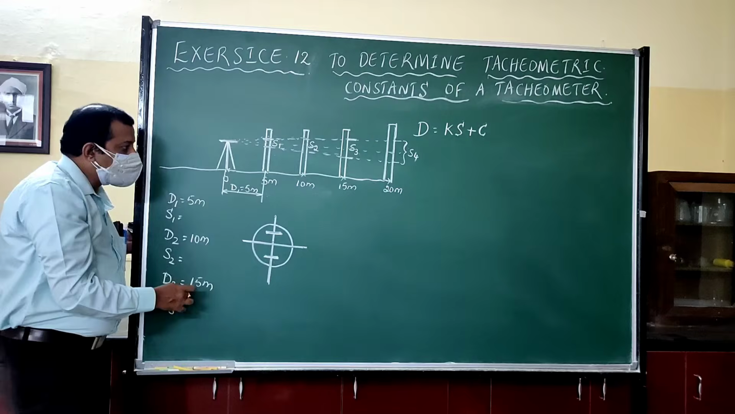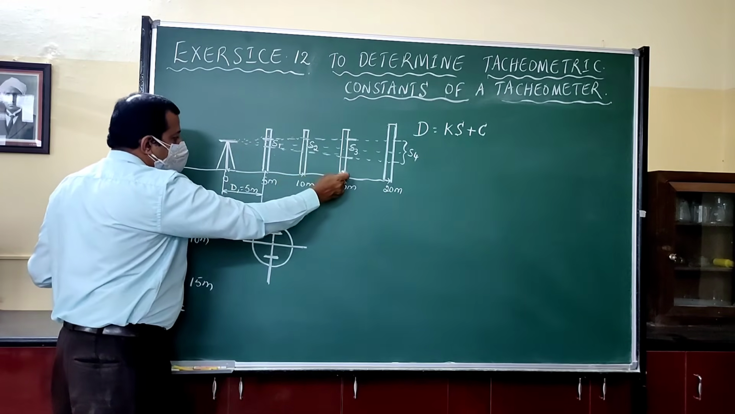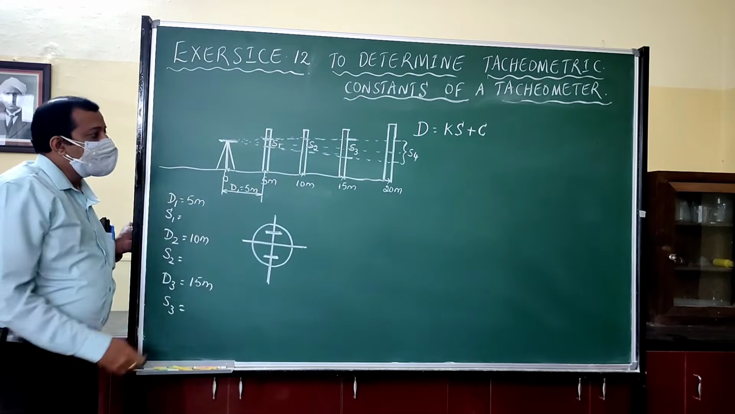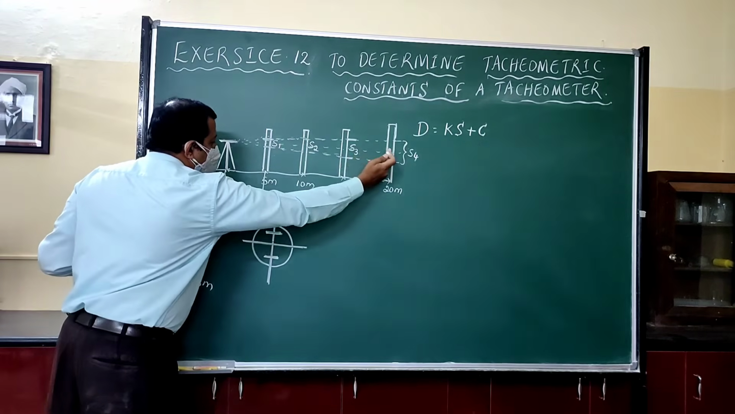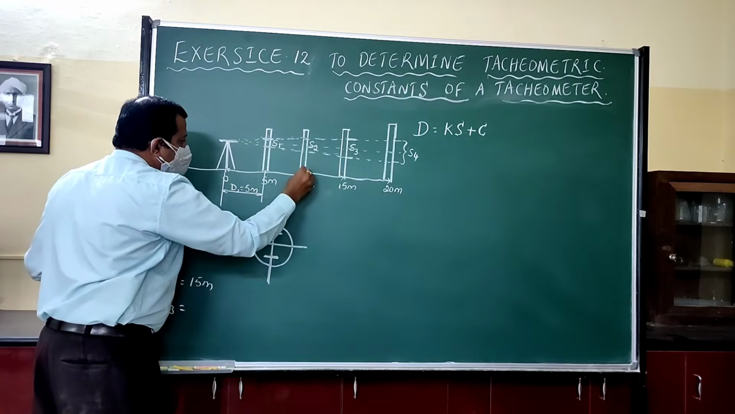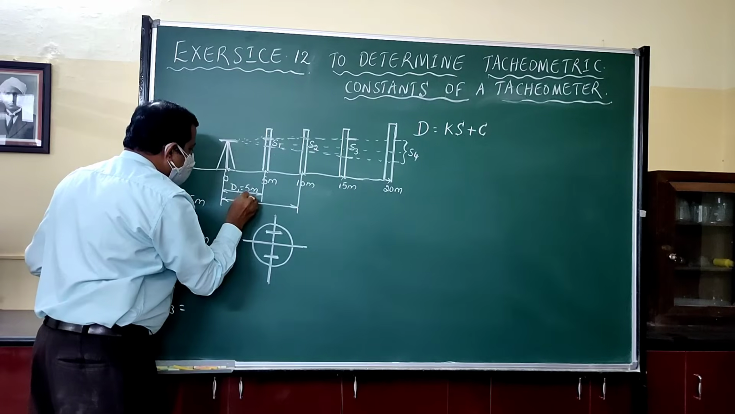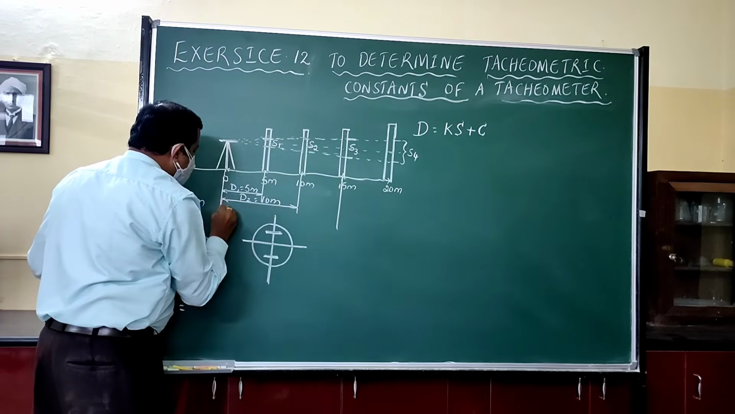Similarly, find out the staff intercept at 10 meter, at 15 meter and at 20 meter. Let the staff intercepts be S1, S2, S3, S4. And what are the distances? This is D1, this is D2. Now D2 is equal to 10 meter. Similarly, D3 is equal to 15 meter.